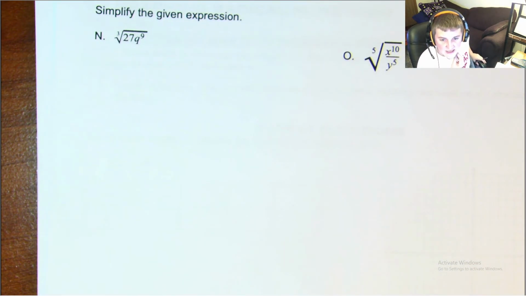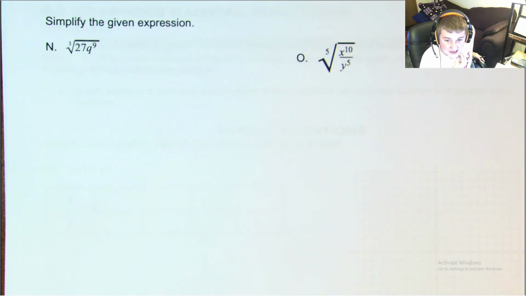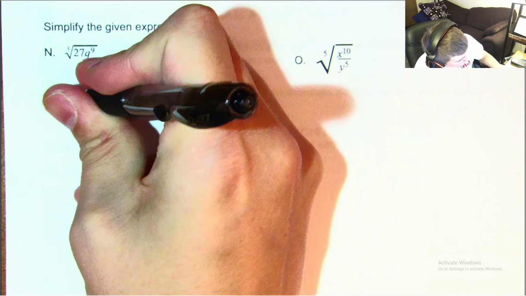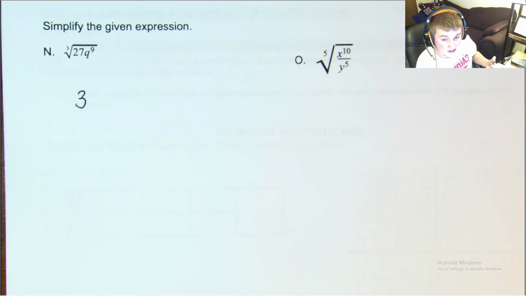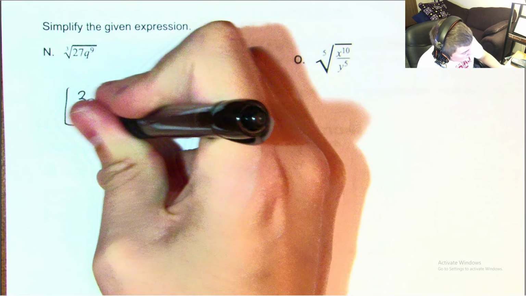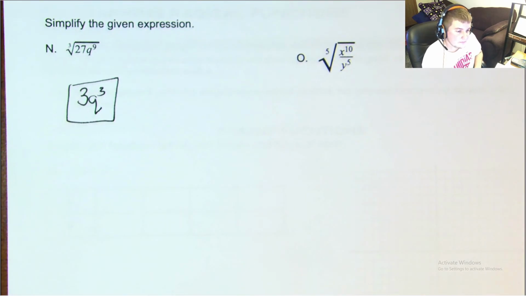Okay, so I'm looking at N, and N is the cube root of 27 times q to the 9th. Those are both perfect cubes. Since they're both perfect cubes, I just got to take the cube root. So the cube root of 27 is 3. The cube root of q to the 9th is q to the 3rd. And I knew q to the 9th was a perfect cube because its exponent is divisible by 3.